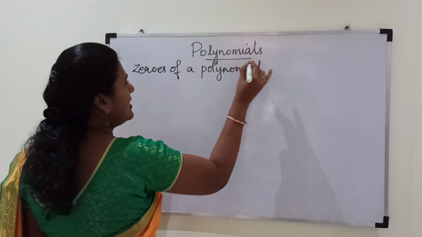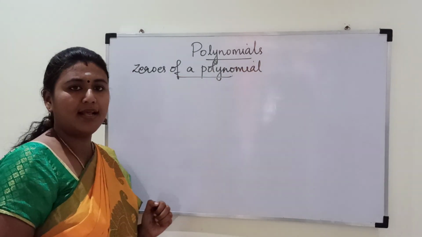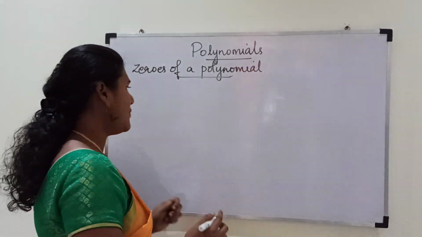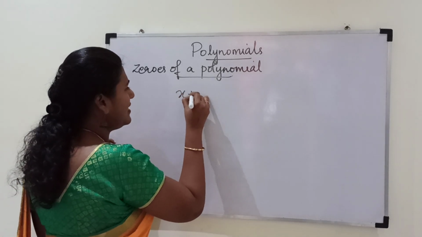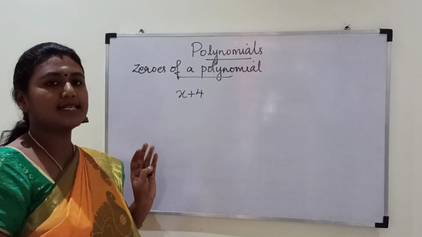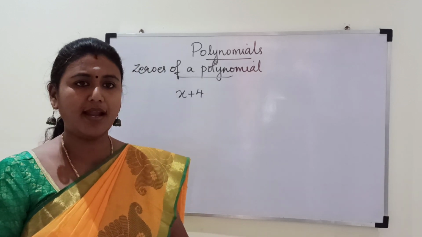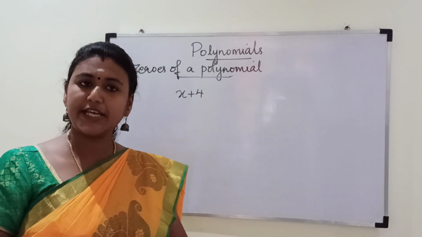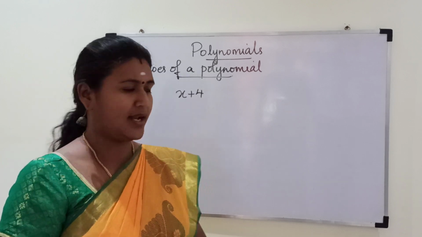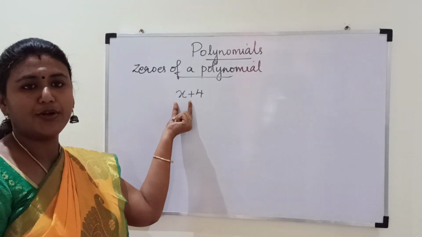So what do you mean by zeros of a polynomial? Let us consider a polynomial, linear polynomial x plus 4. You know what do you mean by linear polynomial? A polynomial with the degree 1 is called a linear polynomial. So let us consider this polynomial.